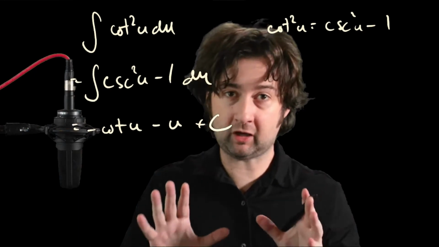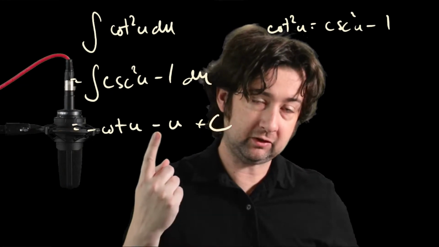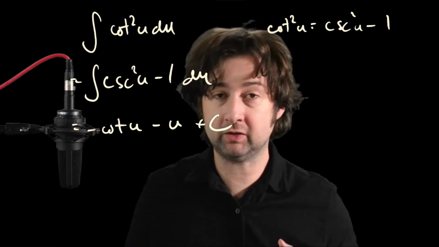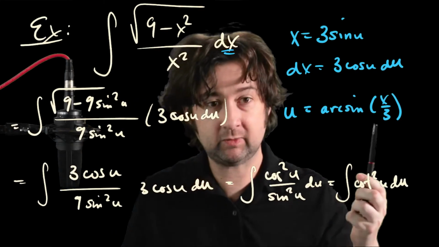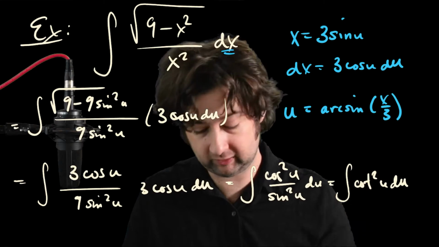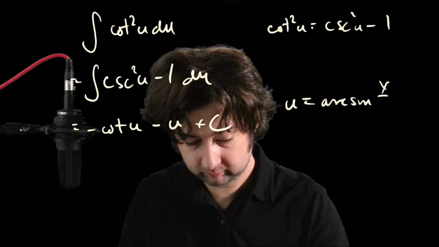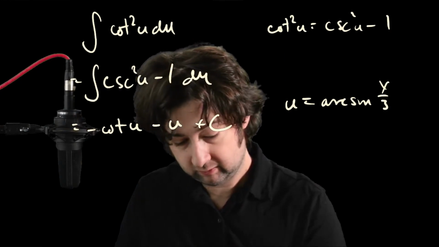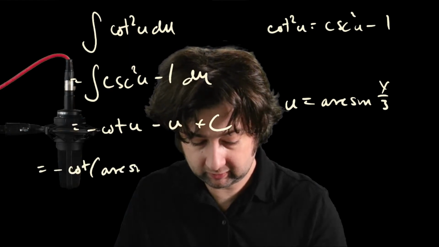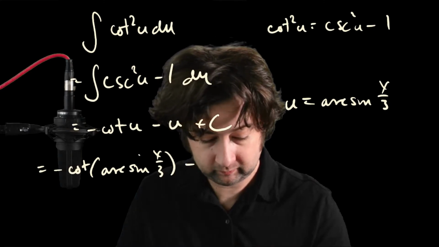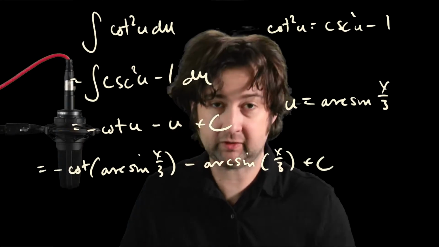Here is where mistakes are often made, because we're not finished with this problem. It's an indefinite integral, and we have these u's floating around inside here. But I needed functions of x. So what was u equal to? If we go back to the previous page, we can see that u is the arcsine of x over 3. And that means that all of this becomes minus the cotangent of the arcsine of x over 3, minus the arcsine of x over 3, plus c.